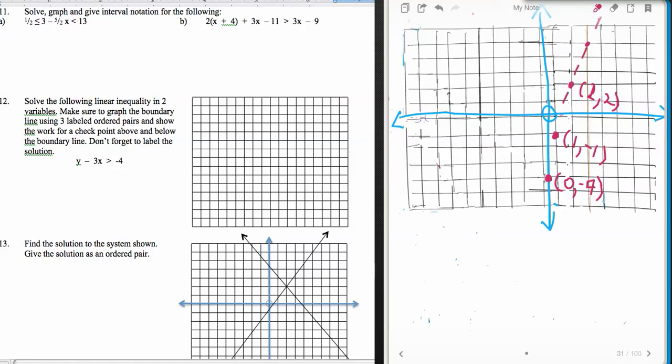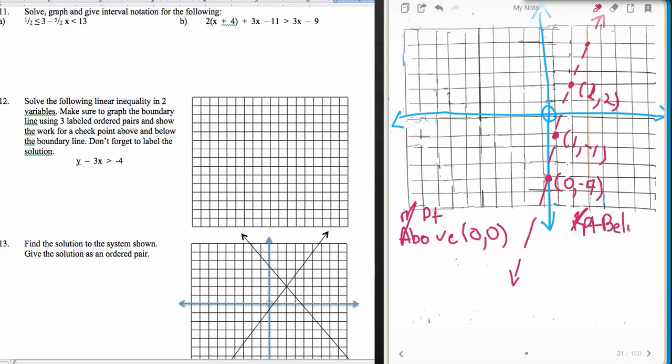Now, because this is a strict inequality, my boundary line is a dotted line. So I make sure that this is dotted because nothing on this line actually solves that inequality. And now I have my region split into two regions, so one above it and one below it. So I have an above checkpoint and I have a below checkpoint. For the above checkpoint, I'm going to be using 0, 0. So I'm going to have a checkpoint here above and a checkpoint here, and that's going to be below.